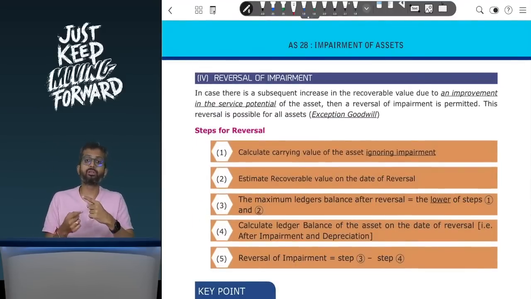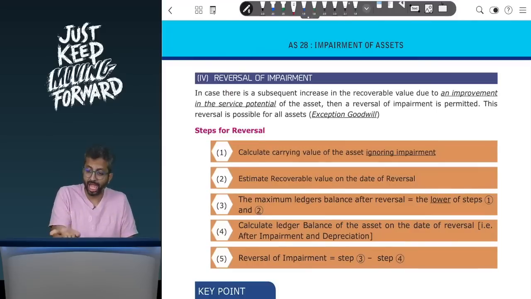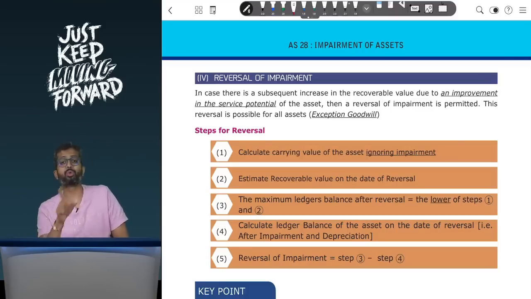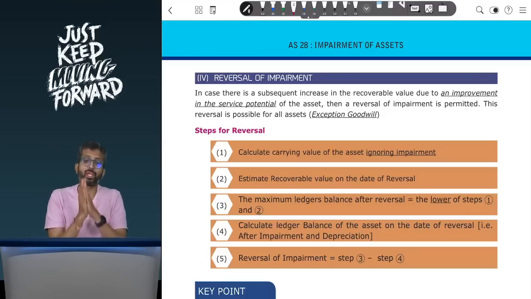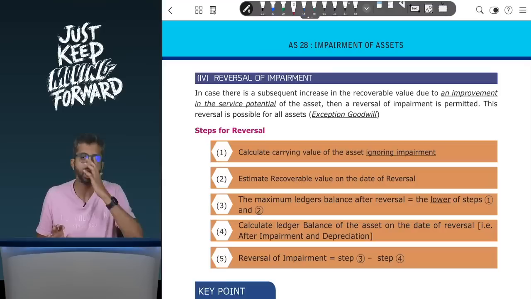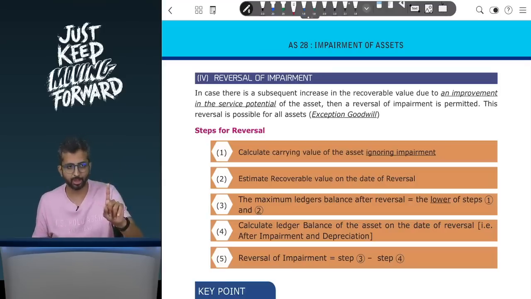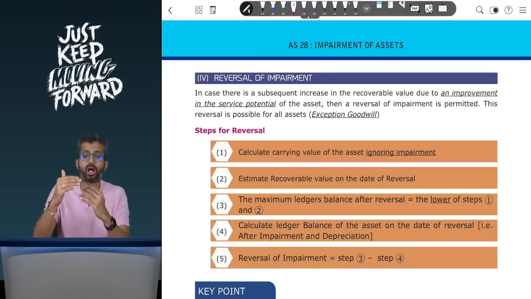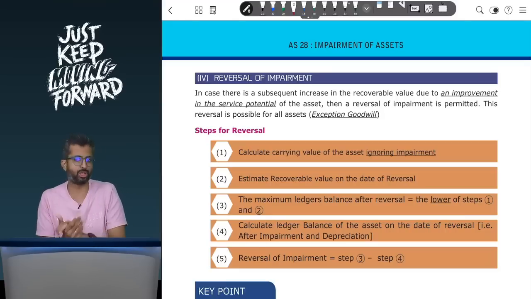If the service potential of the asset increases and there is an improvement in the potential of the asset, again, like there was a legal ban earlier, now that ban is lifted, in which case impairment which was done earlier can possibly be reversed. But while doing that, you need to remember that the carrying value after this reversal cannot exceed the carrying value had there been no impairment. So you will find the carrying value had there been no impairment, compared with the recoverable value. Maximum reversal can go up to the lower of these two, compared with the actual ledger balance, and find the reversal.